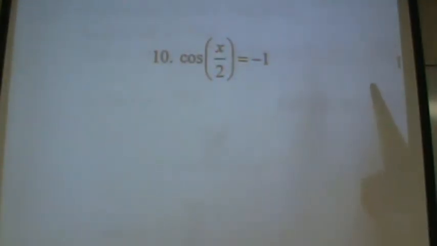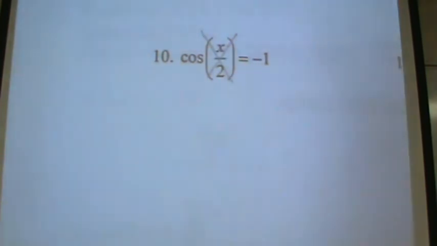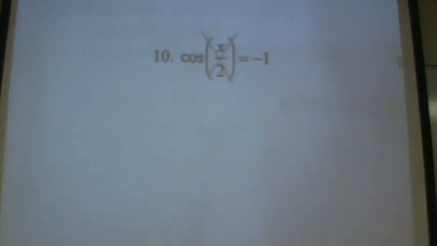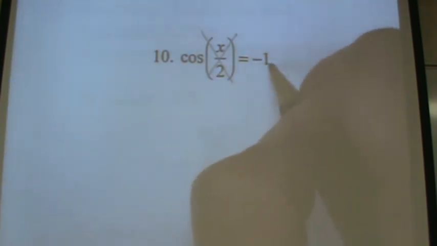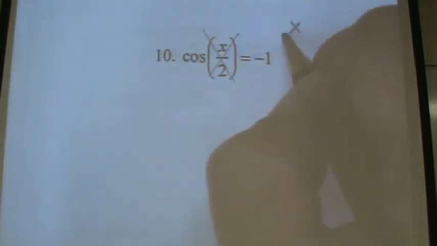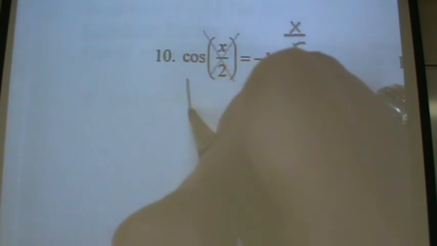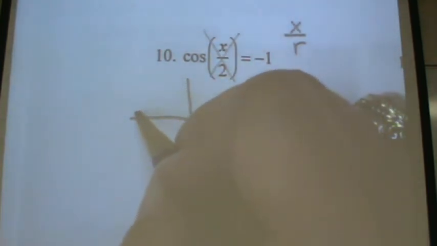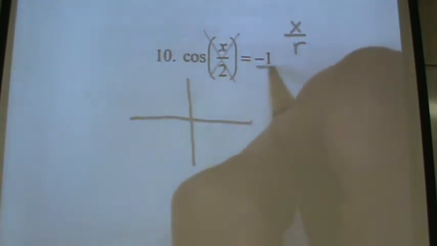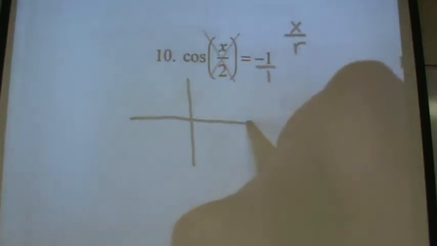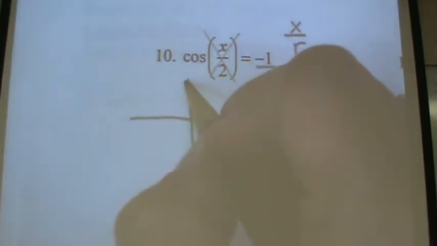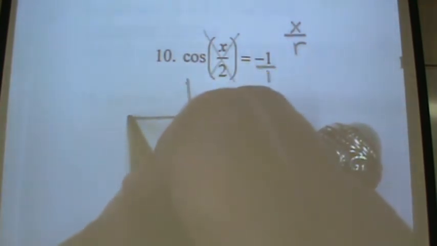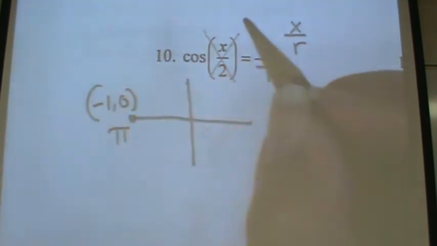Okay, I'm going to ignore this for a minute. Pretend like you don't see it there. Do the problem like chapter 6. What's the definition of cosine? X over r. Where in this circle do you get an x value equal to -1? Do you get it here? Here? Here? Yeah, here, pi. Because this is -1, 0.